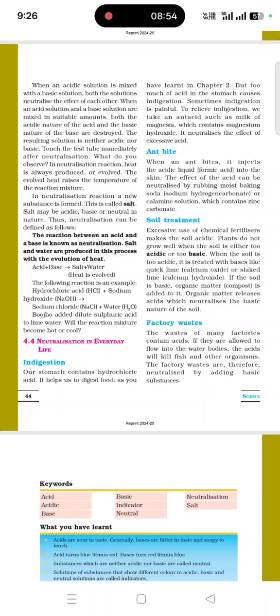The second one is an ant bite. When an ant or a bee stings, it produces an acid called formic acid. This acidic liquid is dangerous for our skin. So in order to neutralize the effect of formic acid, we need to rub on sodium hydrogen carbonate, NaHCO3, also called sodium bicarbonate. It is highly necessary for neutralizing the acidic effect of formic acid.